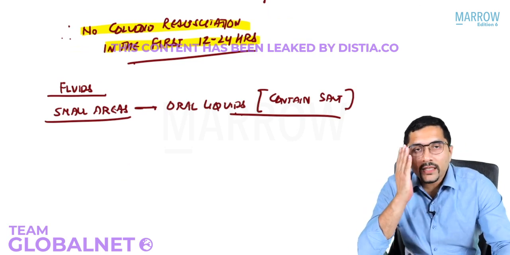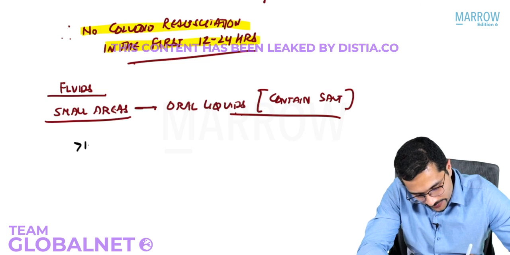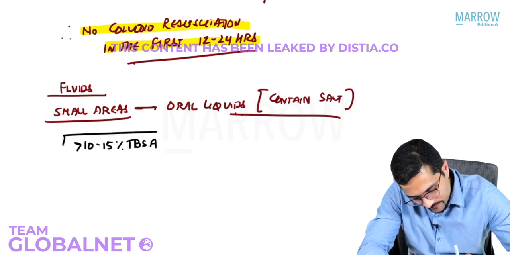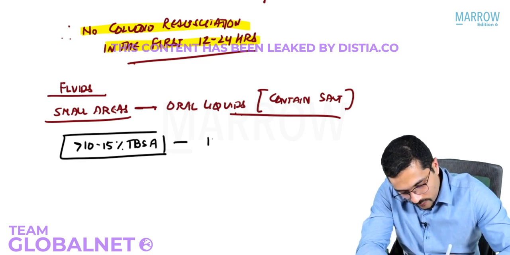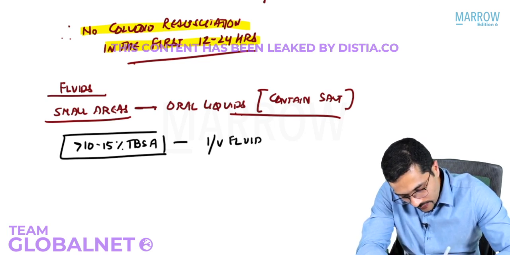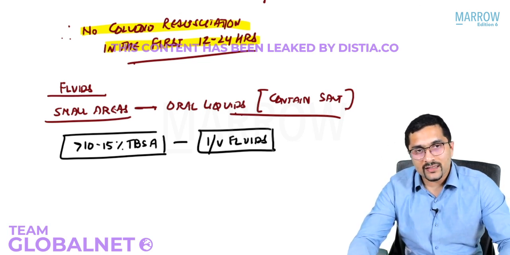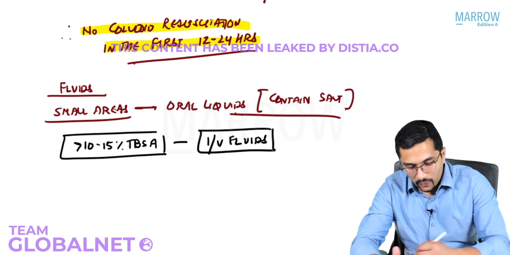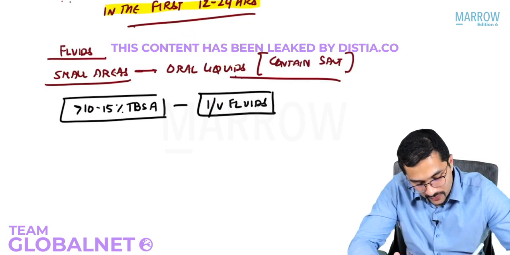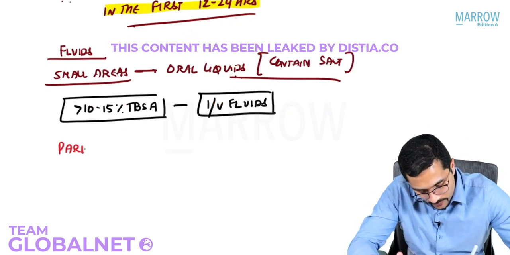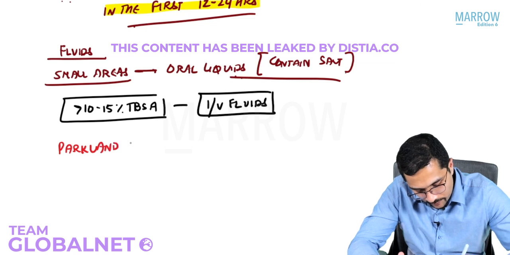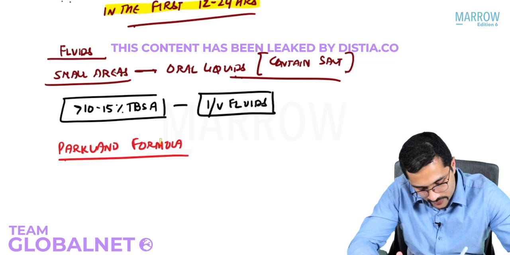Now, if there are more than 10 to 15% total body surface area burns, then these patients require IV fluids. And how do we calculate the IV fluids which are to be given in these patients? Well, the most commonly used formula is the Parkland's formula. This has been asked many times in the exam.